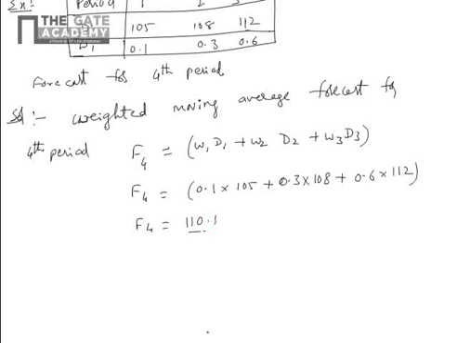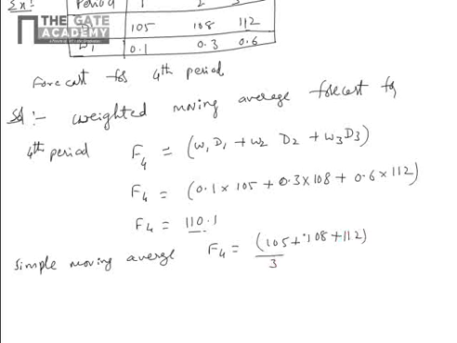In case of simple moving average, where it gives equal weights to all values, F4 equals 105 plus 108 plus 112 divided by 3. We are giving equal weightage to all the values. Here also you can divide by 1, so anything we divide by the same. That's why it is 108.3.